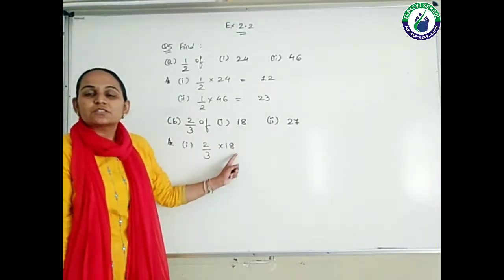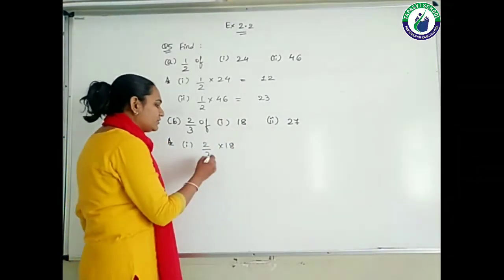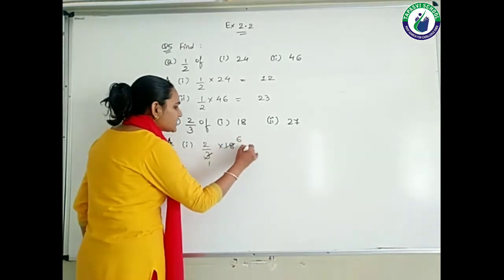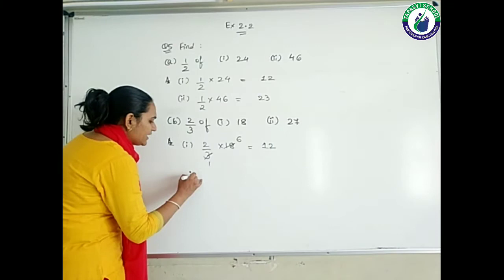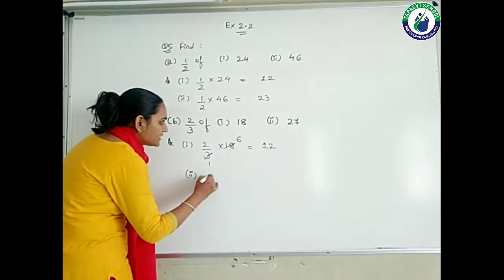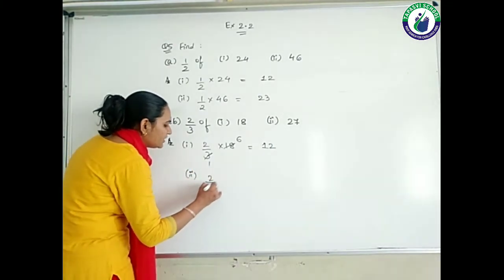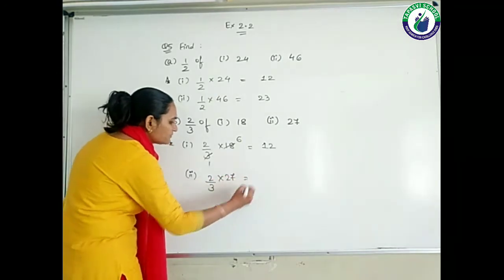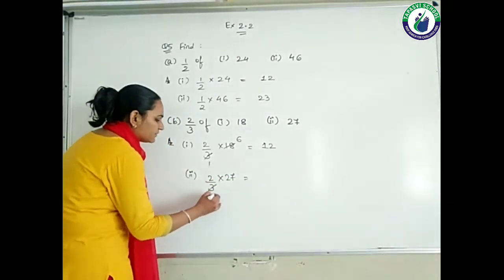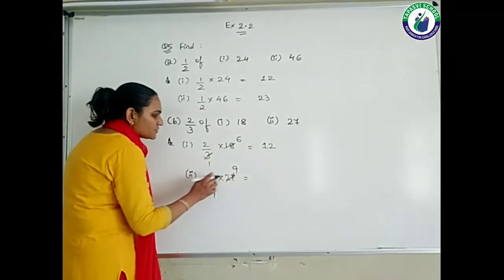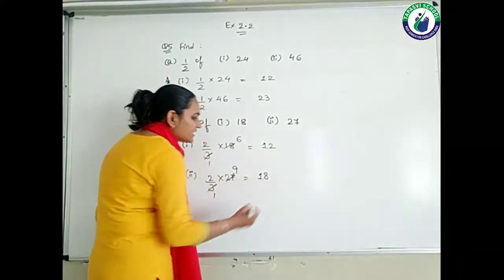Now here you can cut down 18 and 3. So 3 ones are 3, and 3 sixes are 18. So 2 sixes are 12. And the next question is, students, 27 is there. So 2 by 3 of 27. Is it clear? So 3 ones are 3 and 3 nines are 27. So 2 nines are 18.